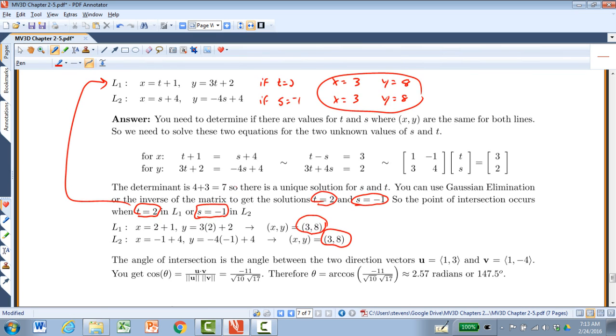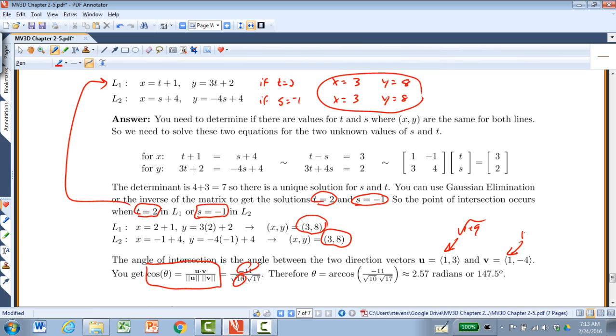And then the angle of intersection is found easily enough by getting the cosine first, using the cosine formula for the dot product. And in this case, u, which I've erased above, and v are given right here. You take u dot v, and you get 1 minus 12, which is negative 11. And then the size of u is going to be the square root of 1 plus 9, square root of 10 down there.